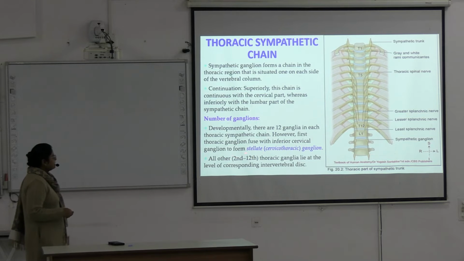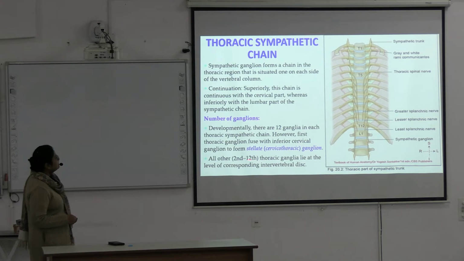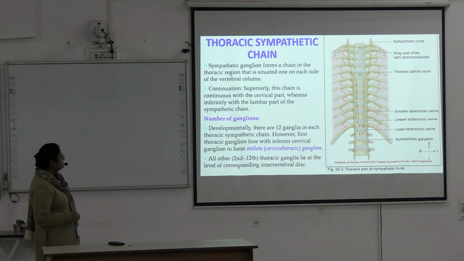All the other ganglia, the second to 12th thoracic ganglia, lie at the level of the corresponding intervertebral disc.